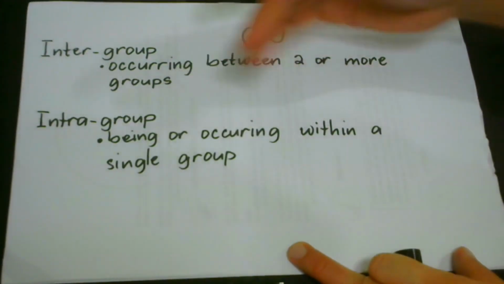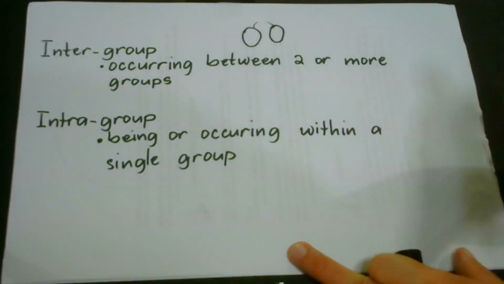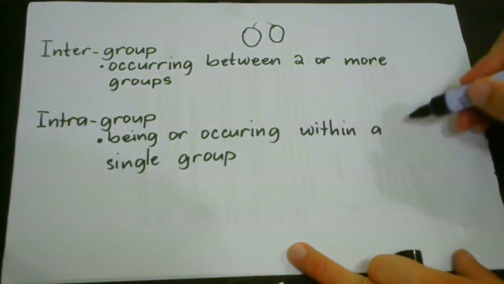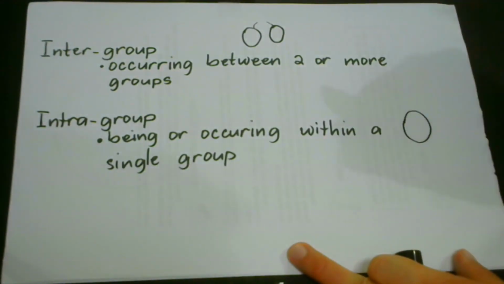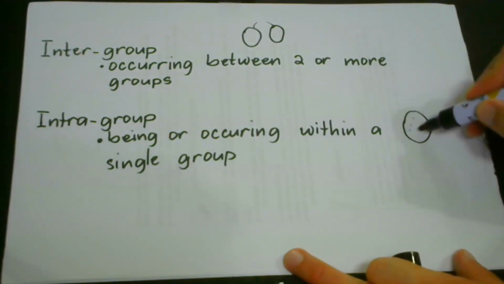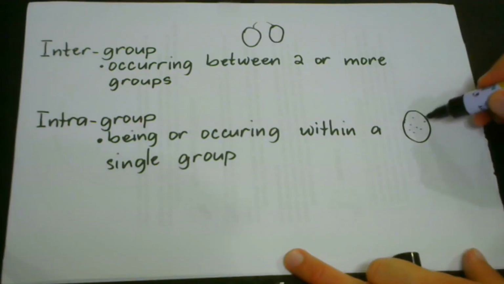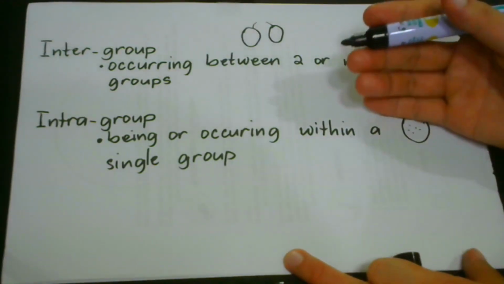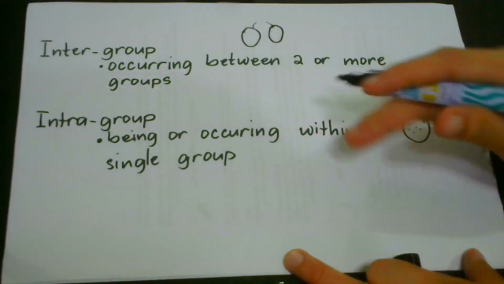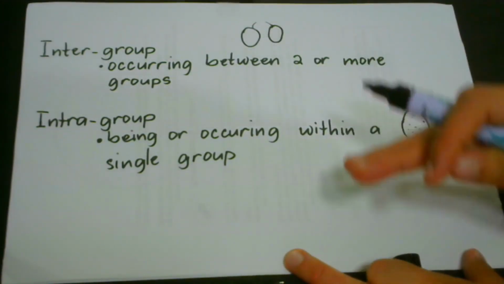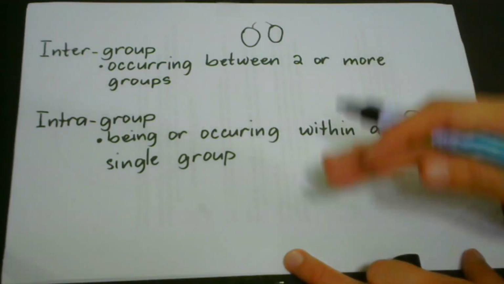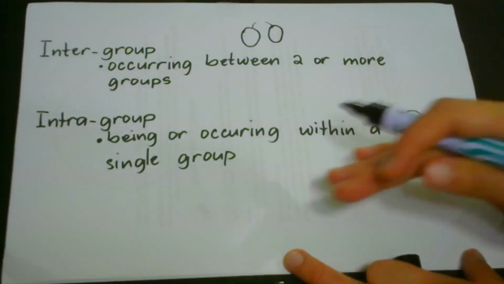Now, intragroup is a different thing because it means occurring within a single group. So, for example, this is one group, and there are points inside, and the interaction between and among them is what we call intragroup. We have to understand them properly because in this lesson, these two things play a very important role in identifying anomalies or anomalous points.